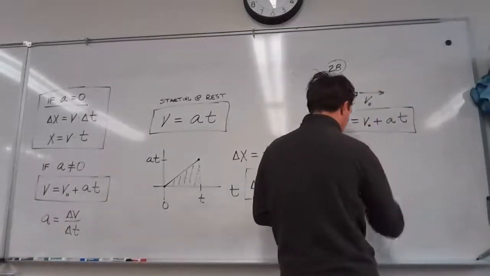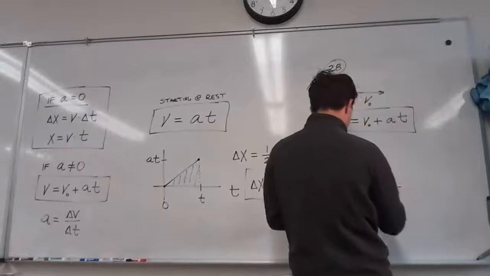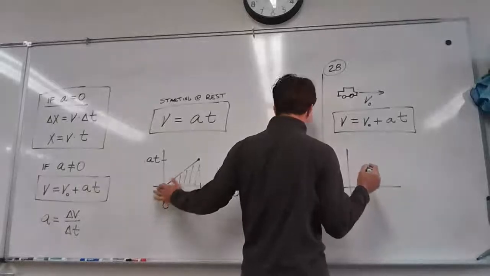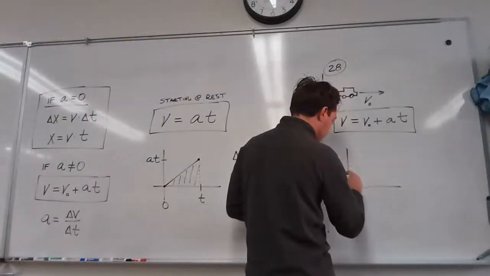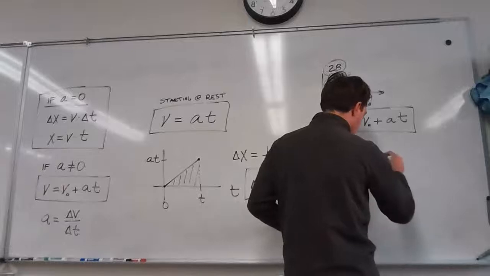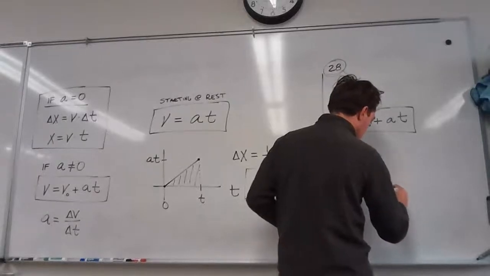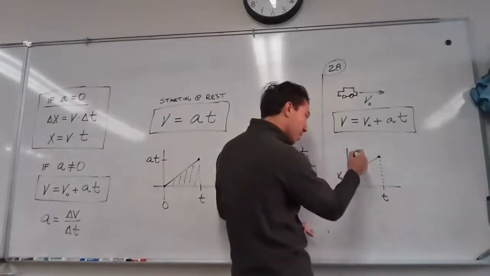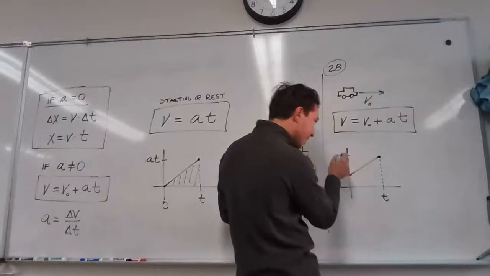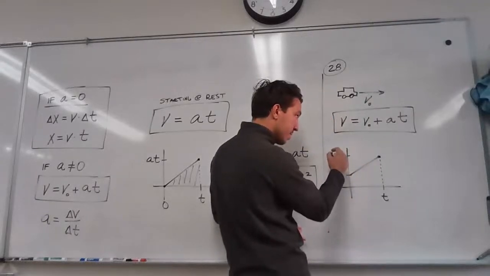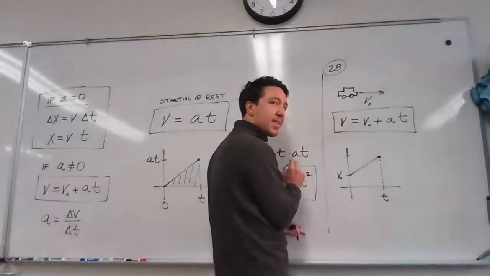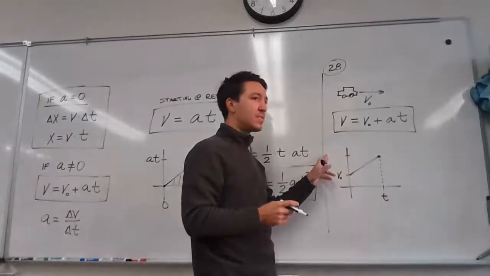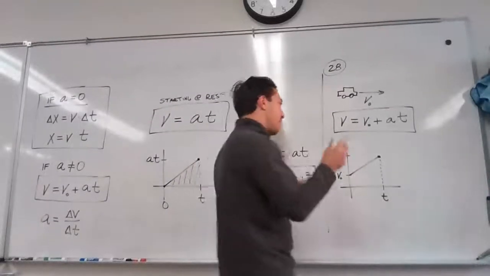Now let's look at the velocity versus time graph. This time though, I don't start at the origin. I start up at some v0. This took some amount of time, t. And then what's my final height here? Anyone out there know the answer to this one? Pretty close. V0 plus at, very good.